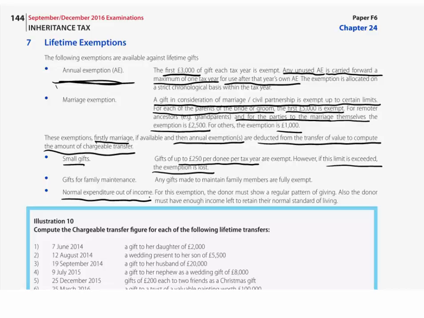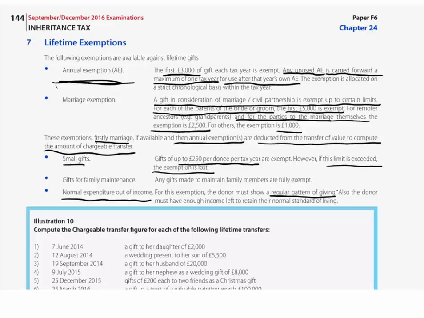Well, here, normal expenditure out of income. Now, there's two main points for that. Normal. So, for this exemption to be available, the donor must show a regular pattern of giving. It's not just available on a one-off gift. So, for example, the taxpayer here might make regular Christmas presents or birthday presents to the donee in question. Now, not only must it be normal, it must be out of income. So the donor must have sufficient income to maintain their normal standard of living.